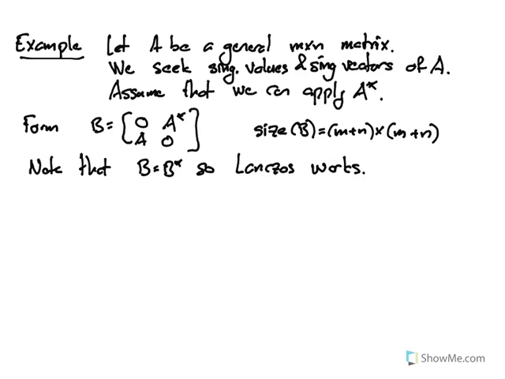So we apply Lanczos, we find some approximate eigenvectors and eigenvalues, and how does that help us? Let's say that we have an eigenvector and an eigenvalue of B. So say B times the vector (x, y) is equal to lambda times the vector (x, y). Then this is the same as saying that the top row of that equation just says A star y is equal to lambda x.